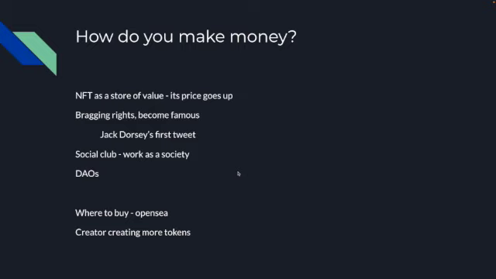So how does one make money? First, an NFT is a store of value. If you have bought an NFT and it proves that you own a particular asset, if the price of the asset goes up, you being the owner, you get more value. So that is one way to make money out of NFTs. You also get bragging rights, so you become famous. For example, Jack Dorsey's first tweet has an NFT, and whoever owns it can brag. Some of these NFTs also act as social clubs, so they work as a society and they help each other. And then there are decentralized autonomous organizations that also exist.